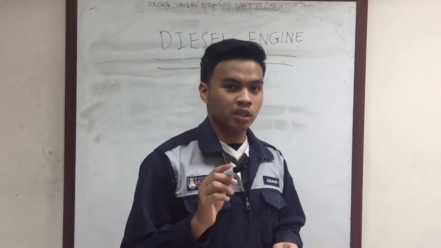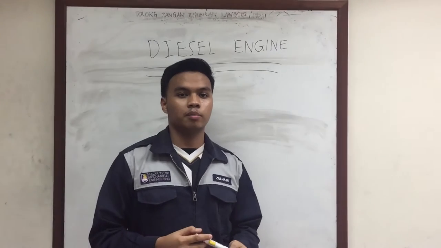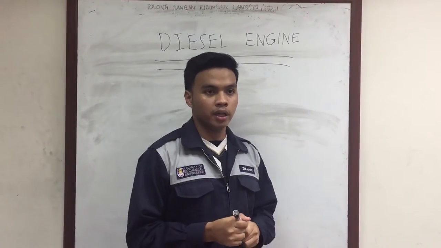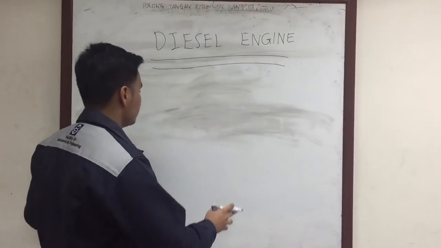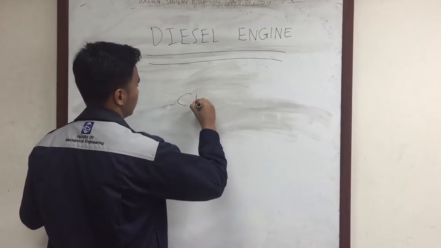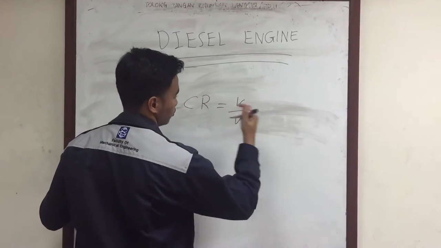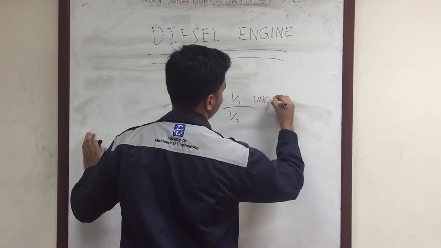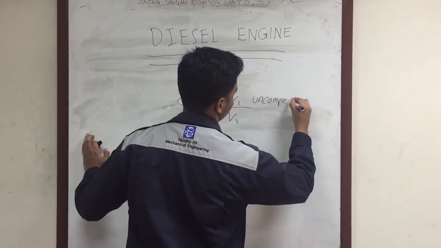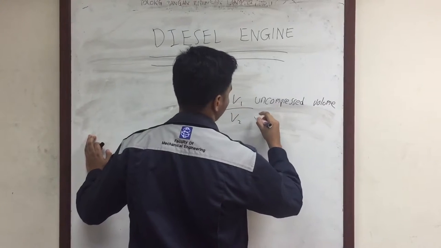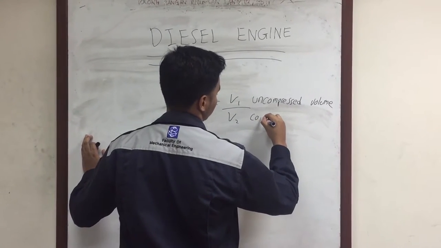What is compression ratio? Compression ratio is the ratio of the maximum to minimum volume in the cylinder of the internal combustion engine. We can determine compression ratio by CR equals V1 over V2. V1 stands for uncompressed volume. V2 stands for compressed volume.